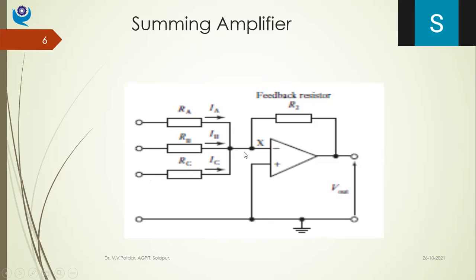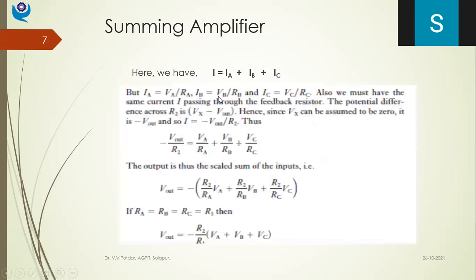So that current I is flowing through the inverting terminal, and the same I will be flowing through this also. So this I will be the summation of IA plus IB plus IC. But what is IA? IA is equal to VA by RA. IB is VB by RB. IC is VC by RC. So this is how, let us see the equations.